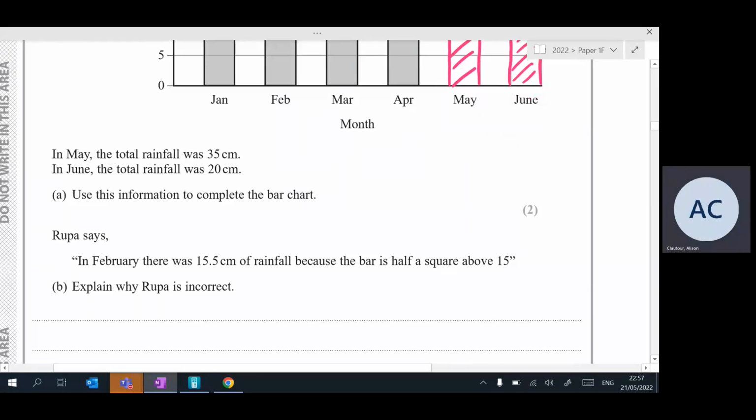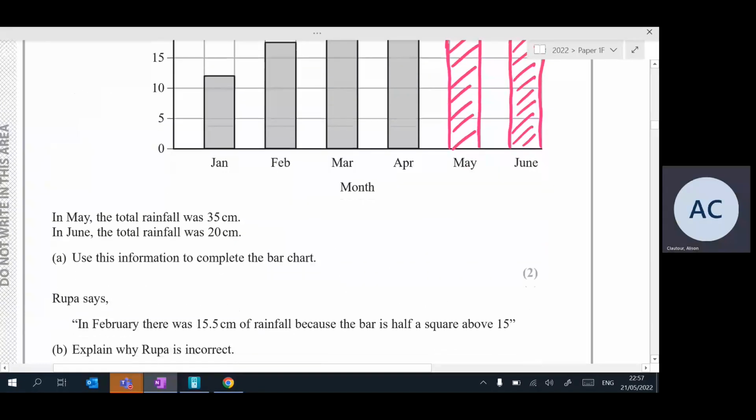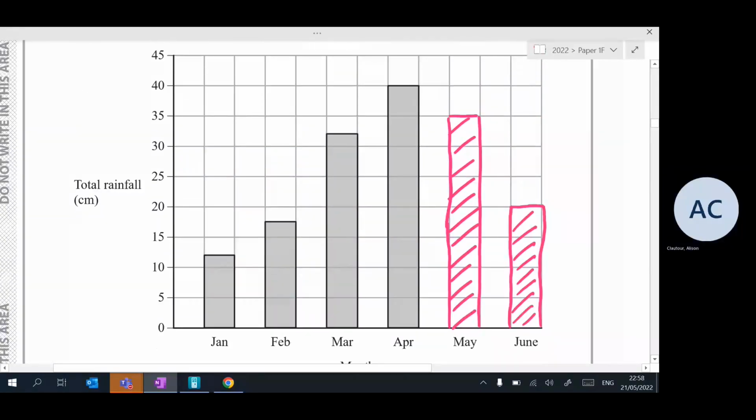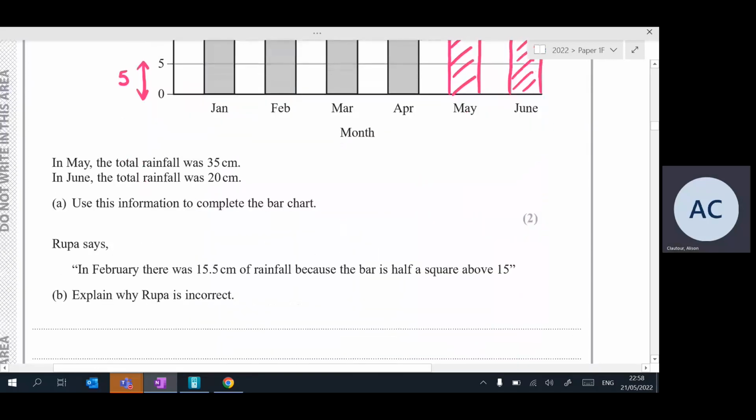And then Rupert says, in February there was 15.5 centimetres of rainfall because the bar is half a square above 15. Okay, so if we go to February, they're saying 15.5 because it's half a square. But if we look at where half a square actually is, it's halfway between 15 and 20. So actually halfway between 15 and 20, the gap is 5. So half of that is actually 2.5. So if we add our 2.5 extra to the 15, we actually get 17.5.